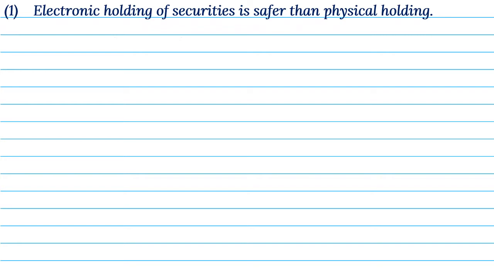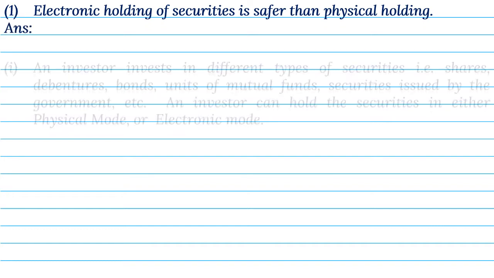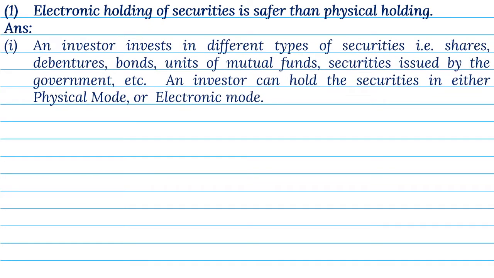1. Electronic holding of securities is safer than physical holding. Answer. 1. An investor invests in different types of securities, that is shares, debentures, bonds, units of mutual funds, securities issued by the government, etc. An investor can hold the securities in either physical mode or electronic mode.